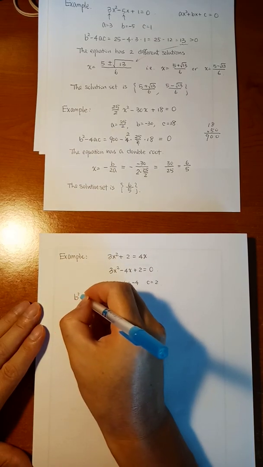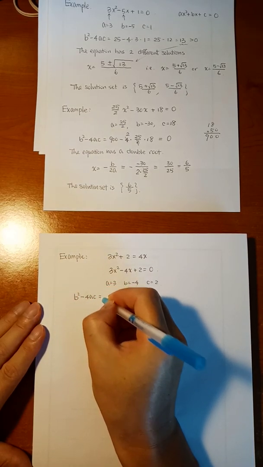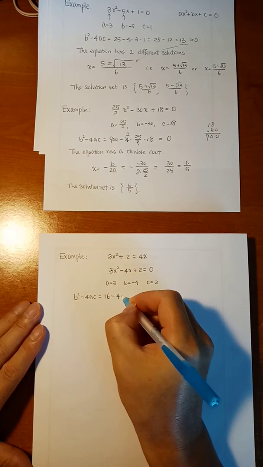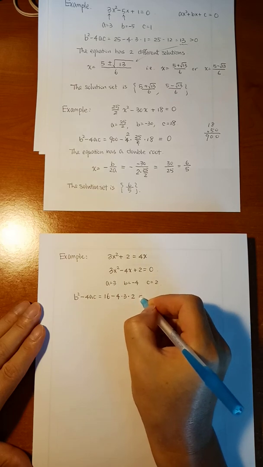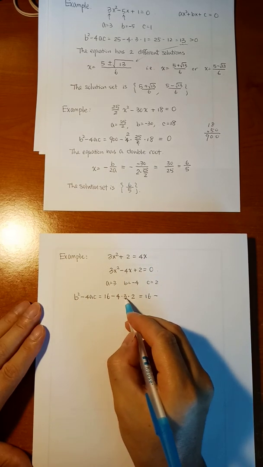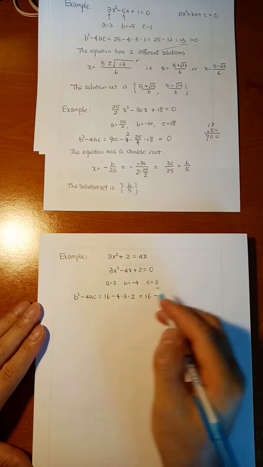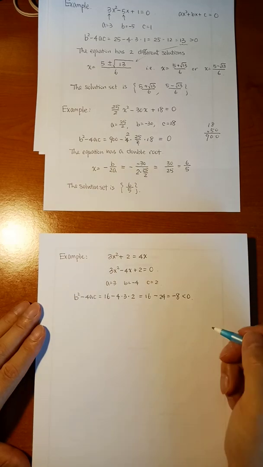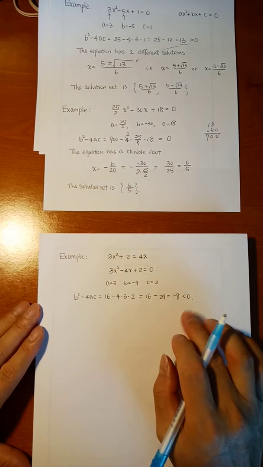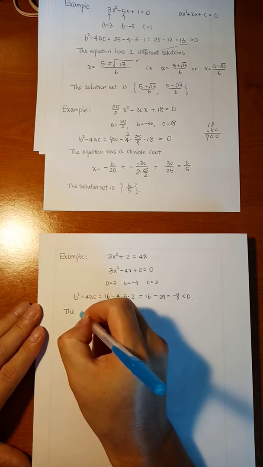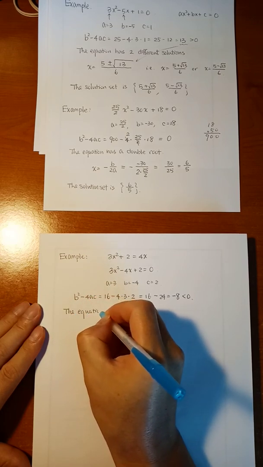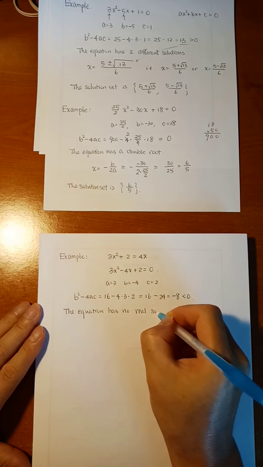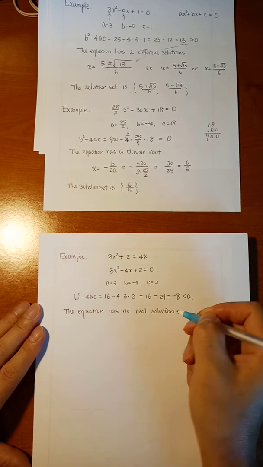You check the discriminant first, b squared minus 4ac. B squared, negative 4 squared, 16 minus 4 times a and c. 3 times 2, 6. 4 times 6, 24. It's negative 8, less than 0. Wow, that's good news. The discriminant is negative. The equation has no real solutions. You don't even need to apply the quadratic formula.